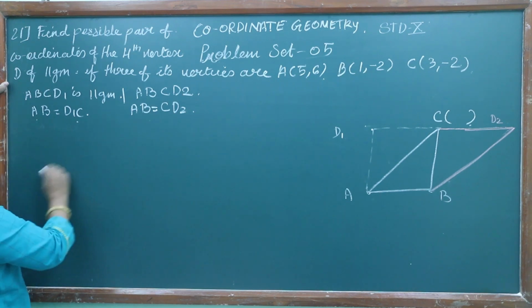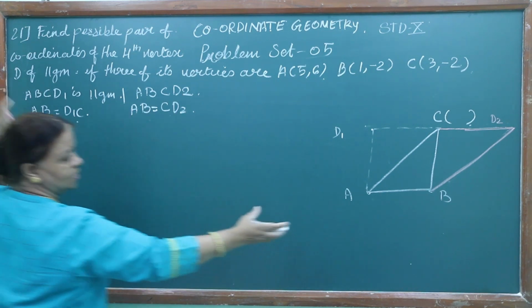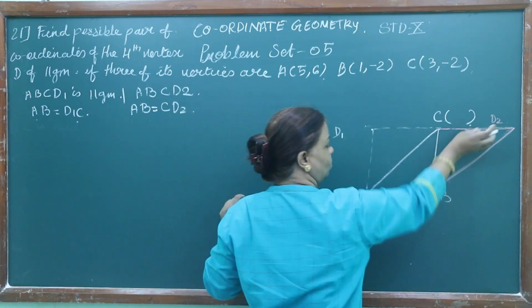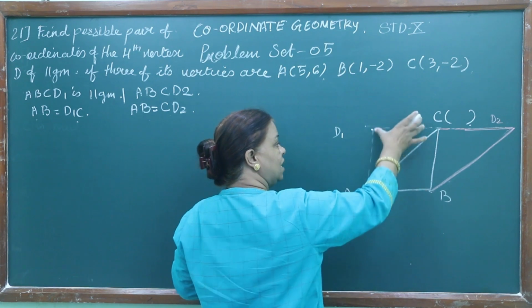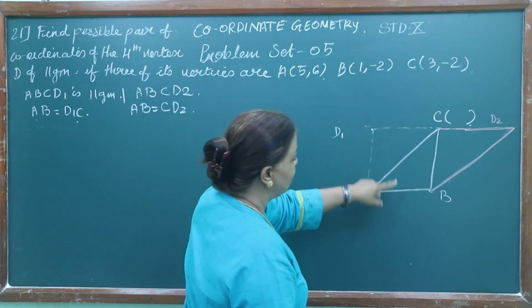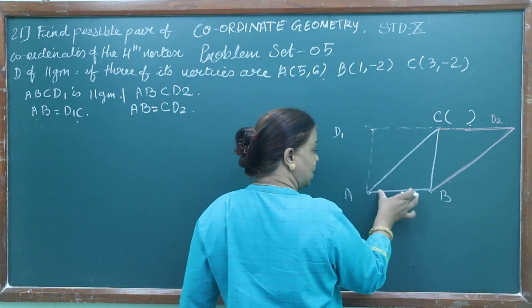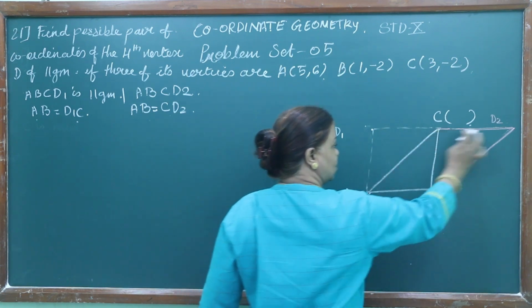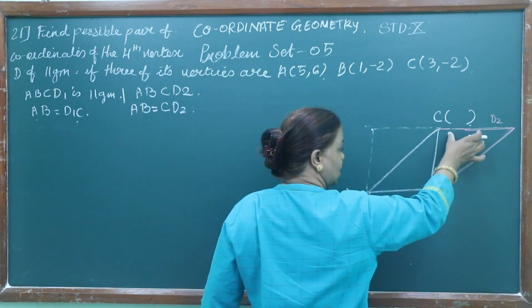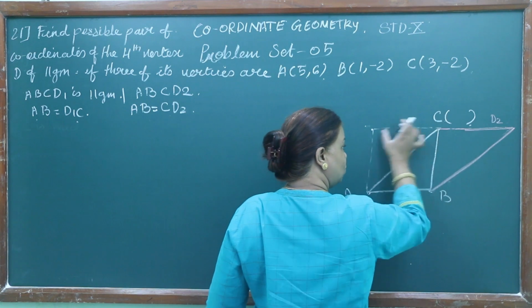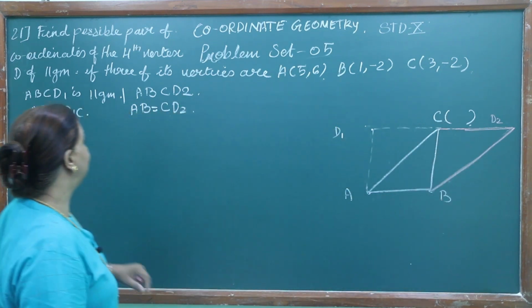Now how is C midpoint? See, AB is equal to CD2 because this is the parallelogram, and AB is equal to D1C because this is the parallelogram. So when this is the parallelogram, AB is equal to this, and when this one is the parallelogram, AB is equal to this. So if this is equal to this is equal to this, these two will be equal to one another, and then C will be the midpoint.